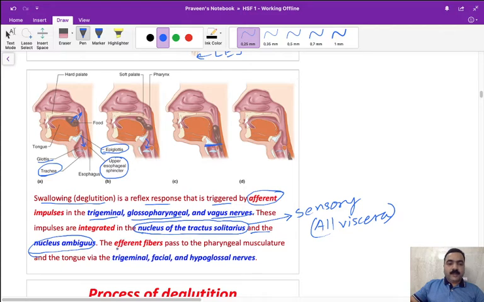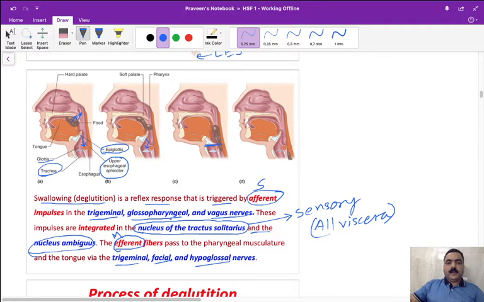From there the efferent fibers, that means the motor fibers, and afferent means the sensory fibers. The efferent fibers pass to the pharyngeal musculature and the tongue via the trigeminal, facial and hypoglossal. So trigeminal is there for both sensory and motor, but for motor you have the facial and the hypoglossal, and for sensory you have the glossopharyngeal and the vagus nerves. Just keep in mind the names of these nerves.